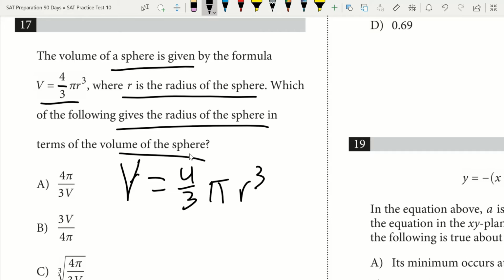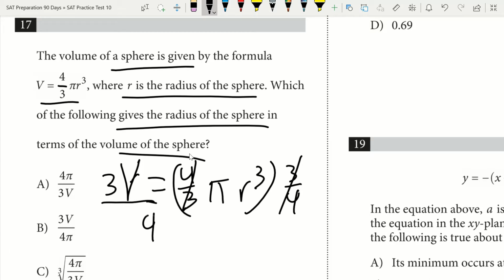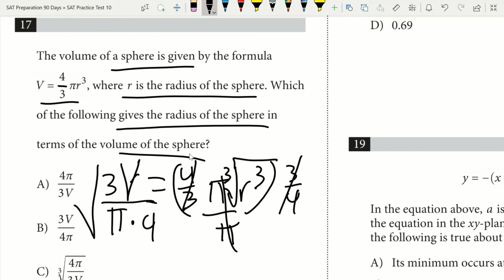We just have to rearrange and solve for r here. We multiply by the reciprocal: we've got 4/3, so we multiply each side by 3/4 to get rid of it. Now we have a 4 in our denominator. Next, we divide each side by pi, putting a pi down here. Then we take the cube root of each side to get rid of the cube on r, so we take the cube root of 3V all over 4 pi.